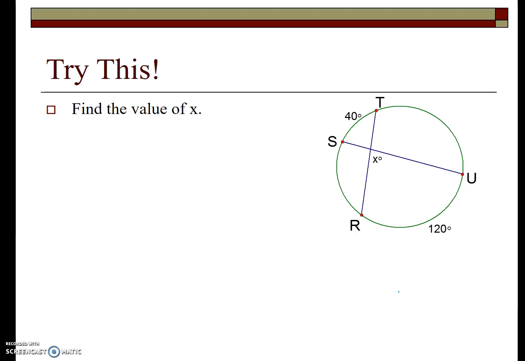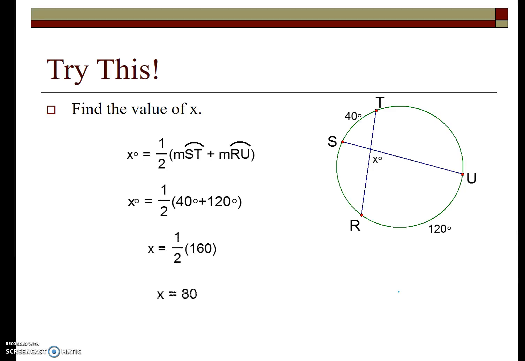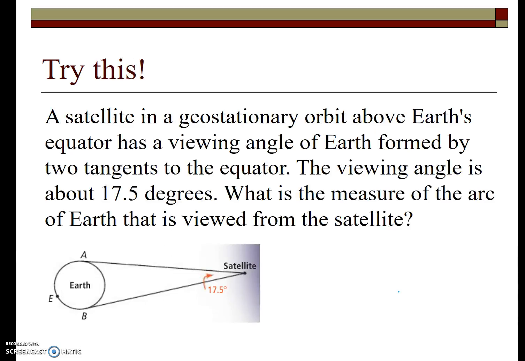Okay, so for this one, this is dealing with two chords. That means we're going to add them because they're meeting inside the circle. So 40 plus 120, and then we get 160. Cut that in half. You should have gotten 80. Let's do one more. This is a toughie. I want you to know that now. Go ahead and give it a try.